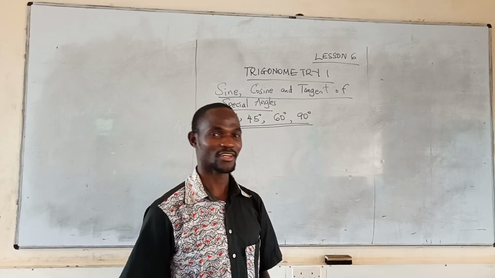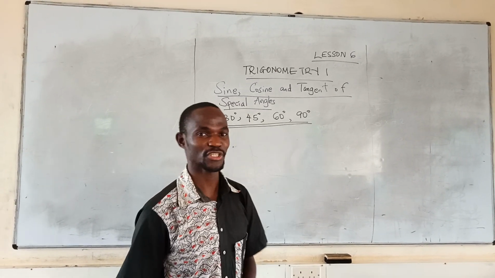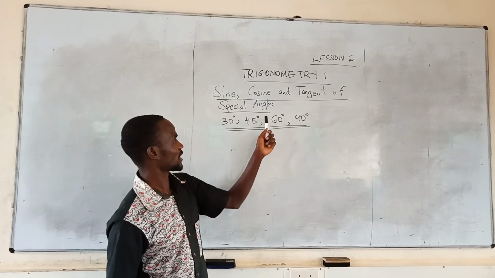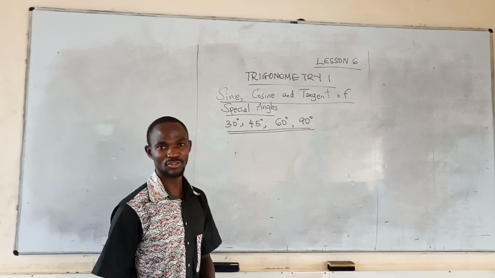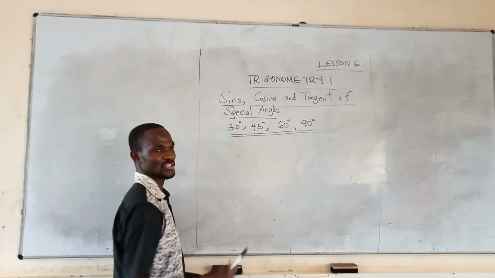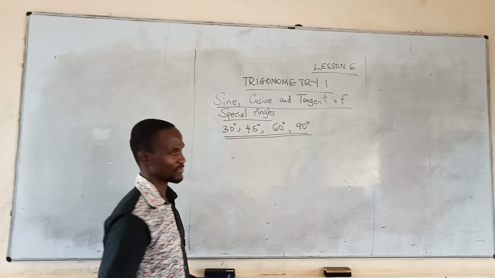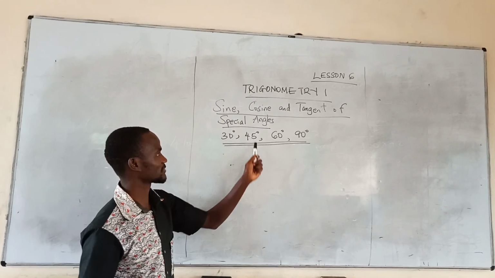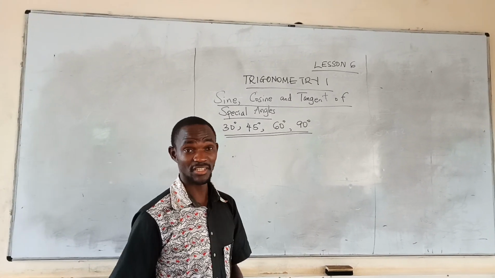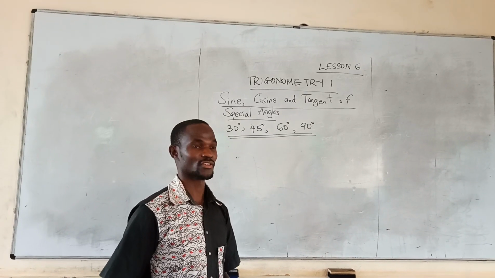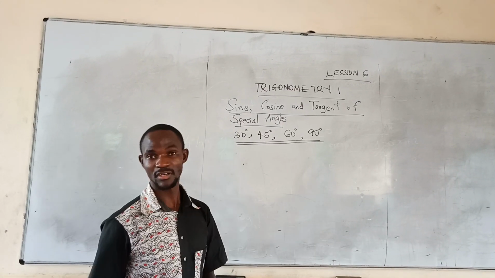Now today we continue with our trigonometry 1 topic. Today we want to deal with the trigonometric ratios of special angles. The special angles are 30 degrees, 45 degrees, 60 degrees, 90 degrees. We are calling them special angles because we want to see how we can find, even without using mathematical tables, the tan, the sine, the cos of 30 degrees, 45 degrees, 60 degrees, and 90 degrees. You will be meeting questions that require you to work without mathematical tables, and then you see such angles.